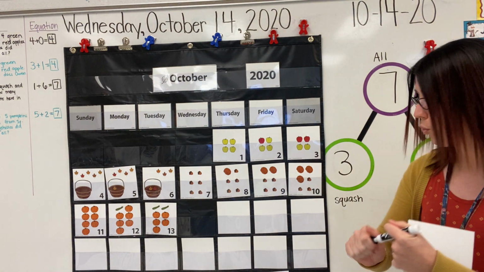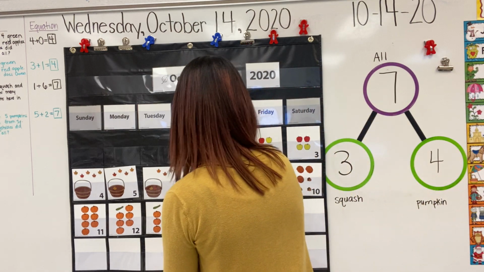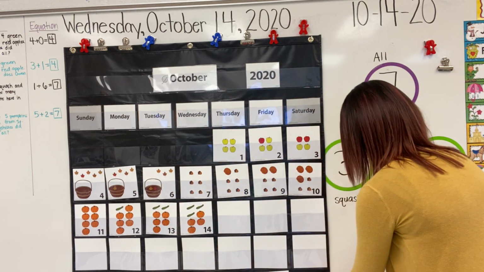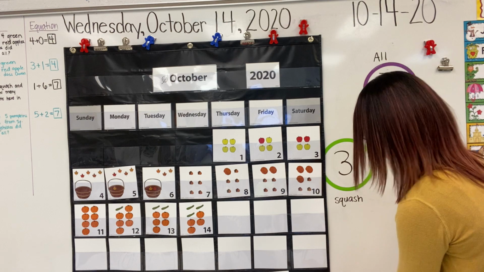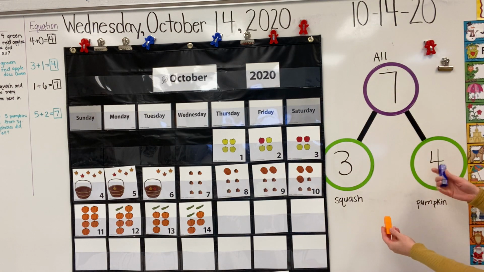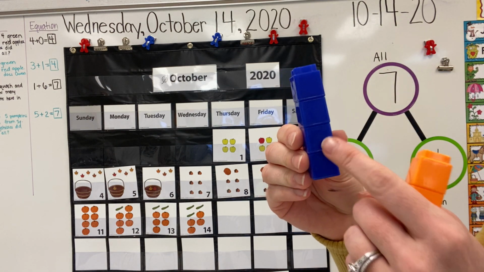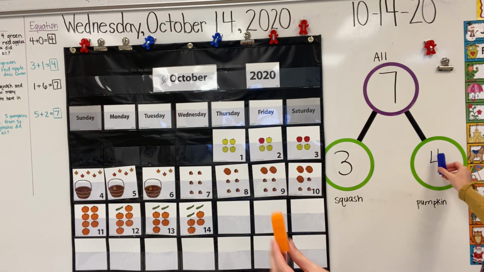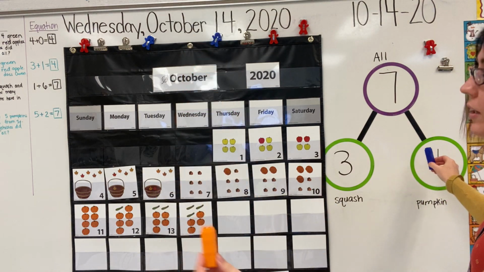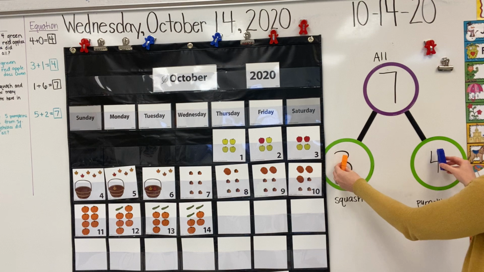So, let me get some blocks. You guys love the number blocks, right? So we're going to turn this into the number blocks. So we have 4 pumpkins, 1, 2, 3, 4. And we have 3 squash, 1, 2, 3. And this number bond is going to help us put them together.